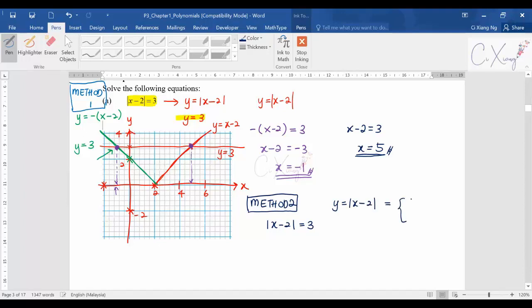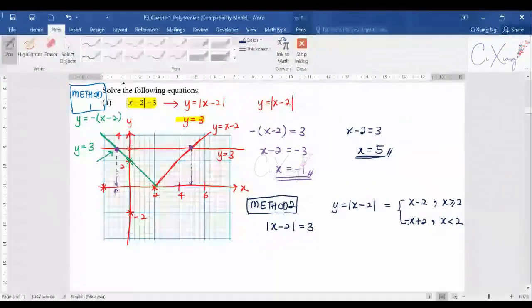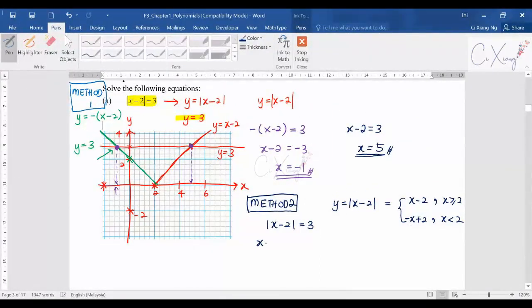There are two sides here. You have x minus 2 and also negative x plus 2. For x minus 2, it will be x greater than or equal to 2. Then this one is x smaller than 2. So this is the non-modulus form that we have. If you want to use the non-modulus form to solve the equation, you separate modulus x minus 2 according to the non-modulus form. That means you have two parts. One part is x minus 2 equals 3. Another one is negative x plus 2 equals 3.